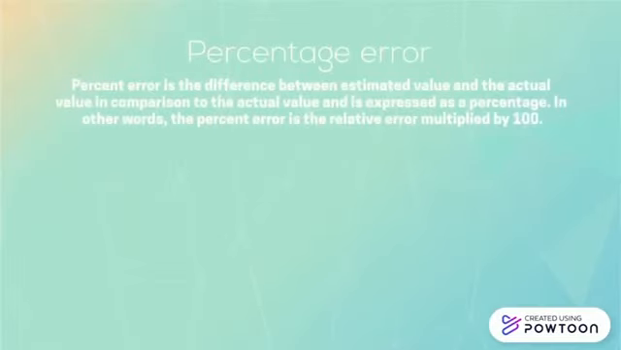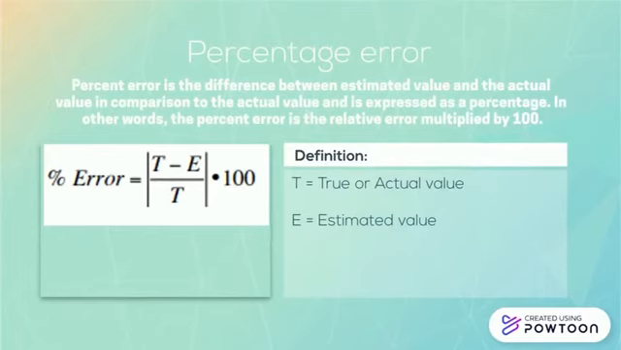Percentage error is the percentage of difference between the estimated value and the actual value in comparison to the actual value, and is expressed as a percentage. In other words, the percentage error is the relative error multiplied by 100.